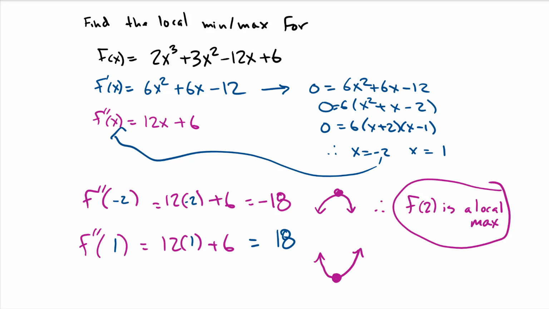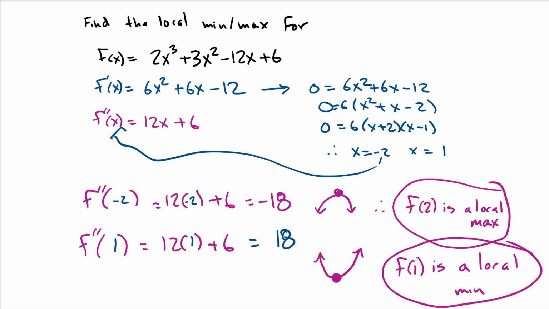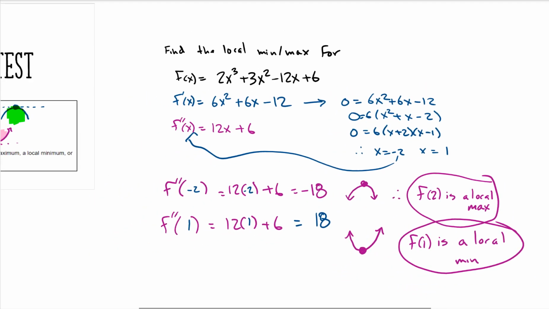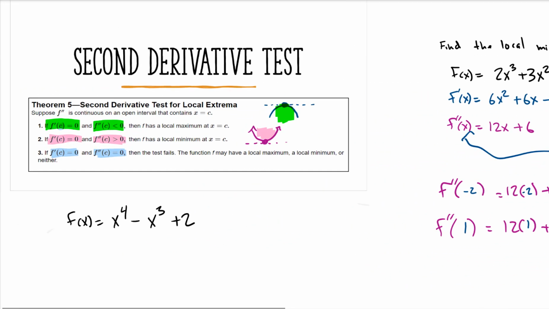Therefore, we must have down below. Therefore, f of 1 is a local, right? That's not a max, that's a min. It's the bottom of the bowl. And there we go. No big deal. Second derivative test. Well, let's try this one.